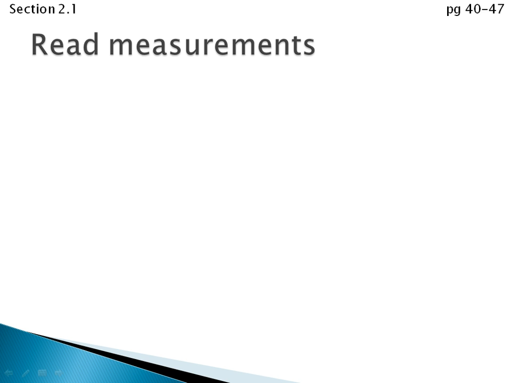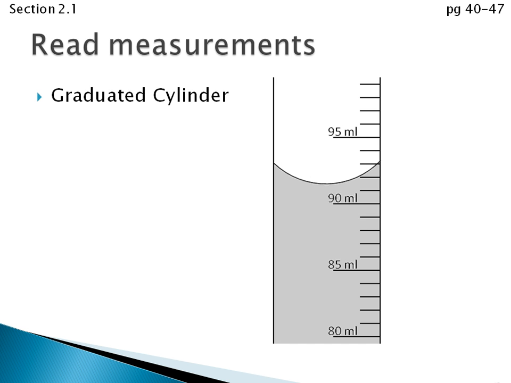Let's take a look at another example here, looking at the graduated cylinder. Now, here's a picture of a graduated cylinder. I've removed the bottom part of it, so you're only seeing the very top where it's measuring. You can see it's between the 90 and the 95. So that means that each line is going to represent 1 milliliter.